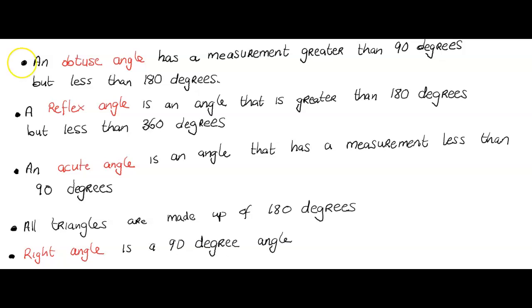Okay, so just to get started, a few of these might come up. An obtuse angle has a measurement greater than 90 degrees but less than 180. A reflex angle is an angle that's greater than 180 degrees but less than 360. An acute angle is an angle that has a measurement less than 90 degrees. We know that all triangles, no matter what the shape, we definitely know 100% that every triangle that we ever draw is made up of 180 degrees. And a right angle is a 90-degree angle. If you want to take any of that down, just pause the video, okay?